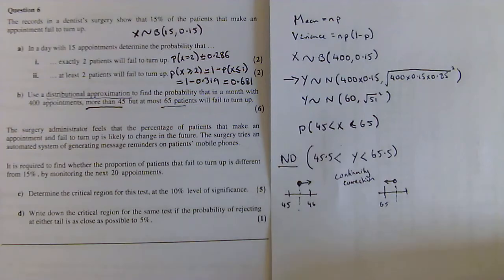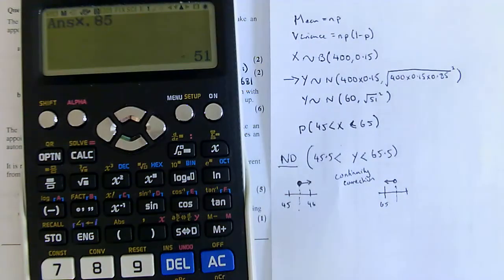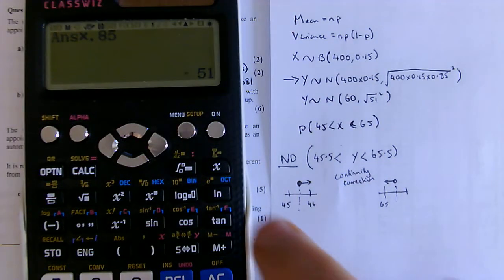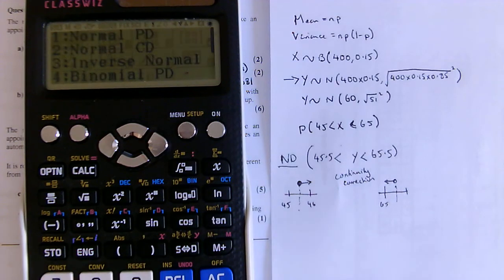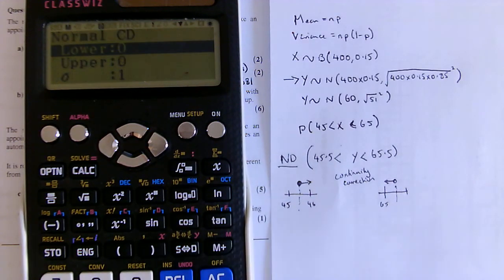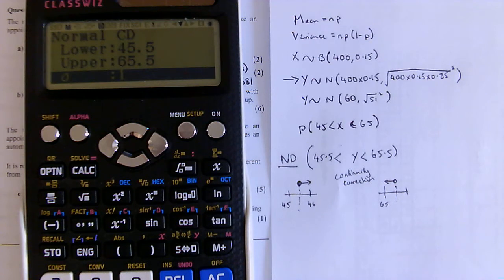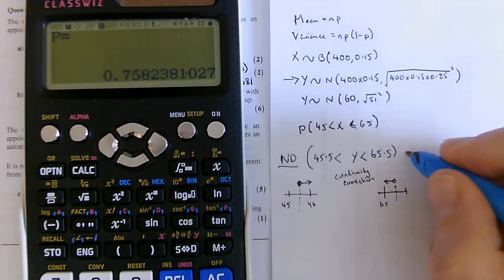Once I've done that, I can go straight onto my calculator, so I'm going to go onto menu option 7 for my normal cumulative distribution. My lower bound is 45.5, my upper bound is 65.5. My standard deviation is the square root of 51, and my mean is 60. And it gives me a probability of 0.758.